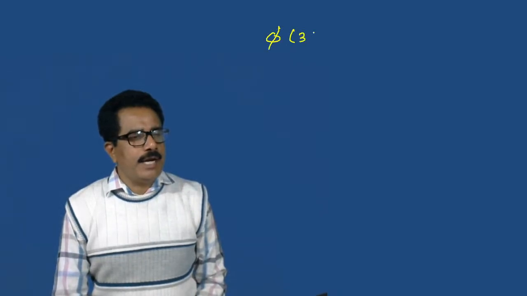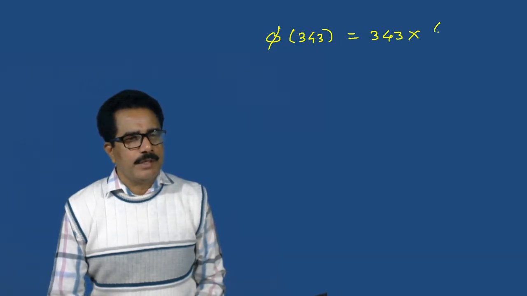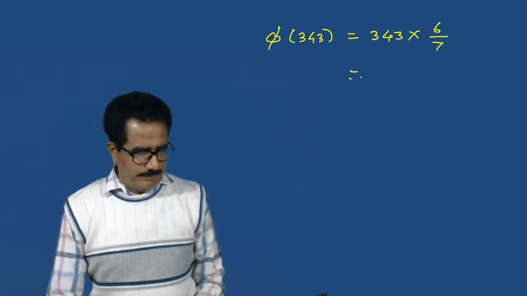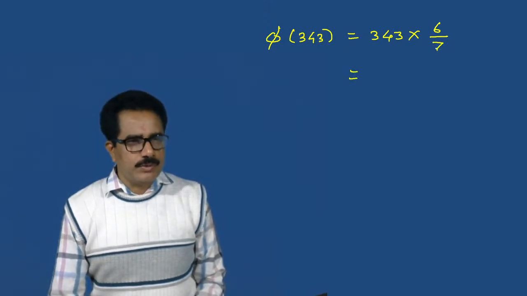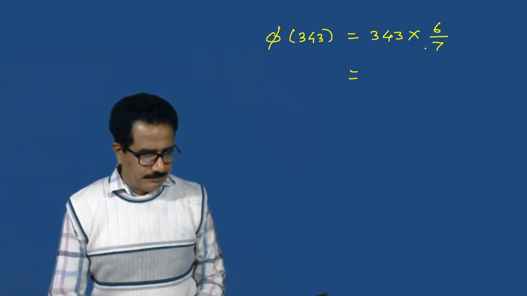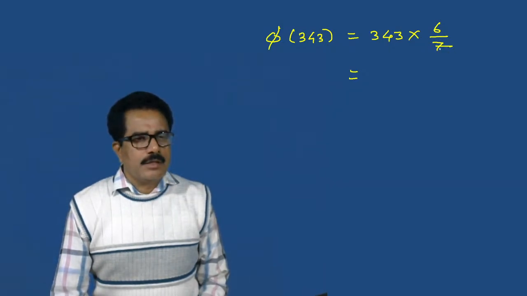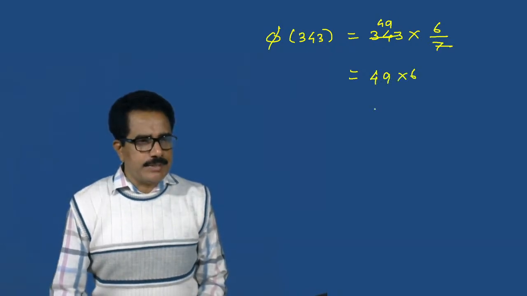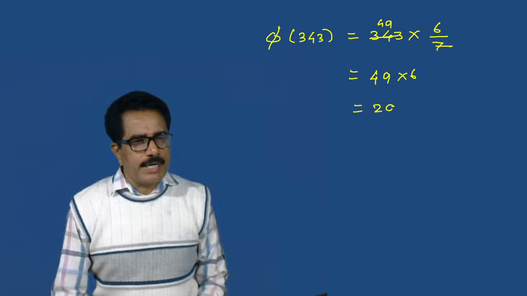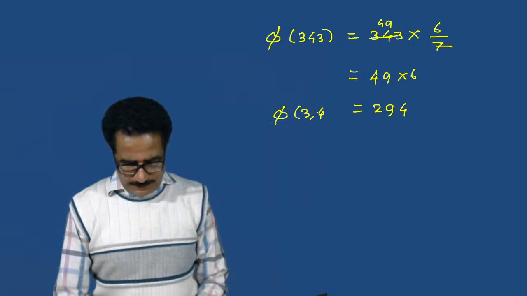That means phi of 343 is equal to 343 into 6 by 7. That is equal to, see how much it comes, 49 into 6, that means 294. This is the phi of 343.